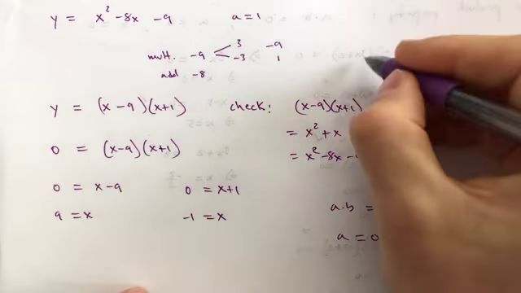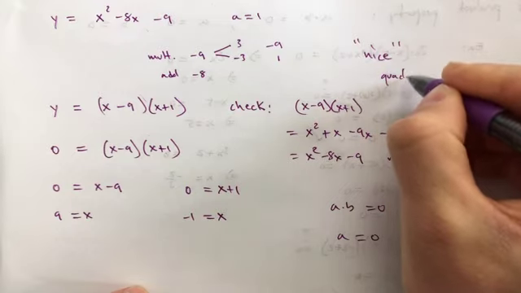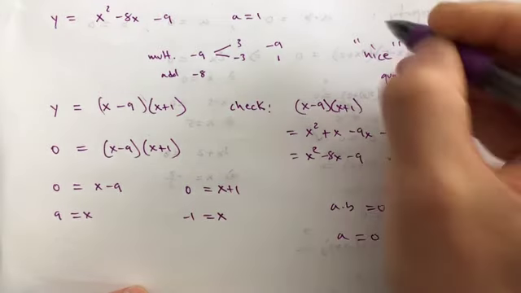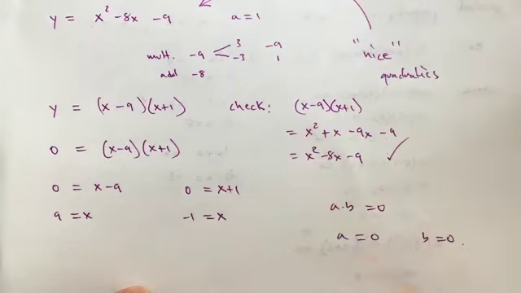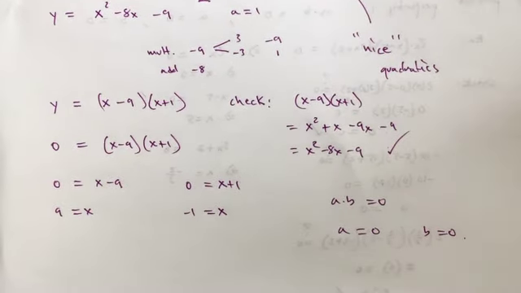So this is what I like to call nice quadratics, right? This is a nice one right here because it's got a coefficient of 1. Let's look at one other.